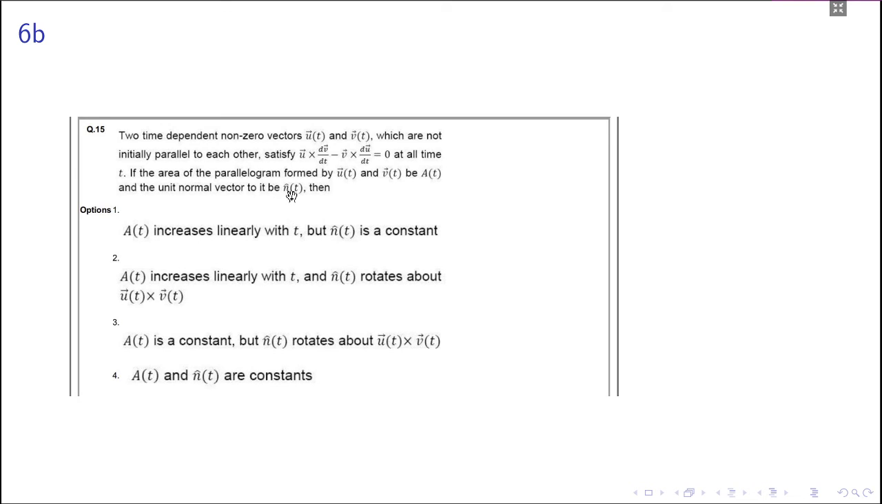And N is the unit normal to this plane. So that's basically N is A divided by its magnitude. But since A is constant, its magnitude is constant, so N is also constant. So both A and N are constant. So option 4 is right. Okay.